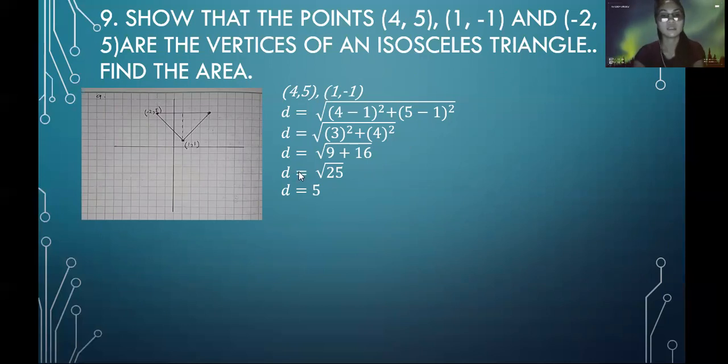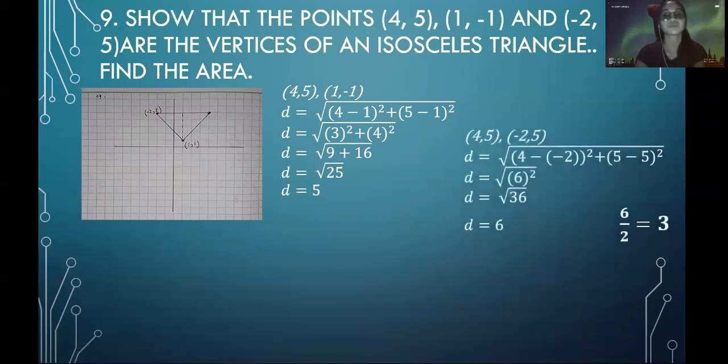Okay. D is equal to the square root of 25, the value of 9 plus 16. So the square root of 25 is equal to 5. So also here we're going to find the value of the points 4 and 5 and negative 2 and 5.